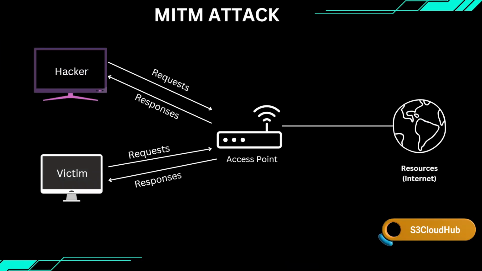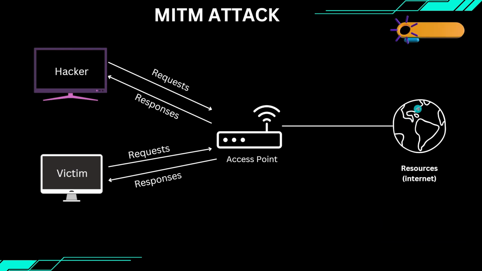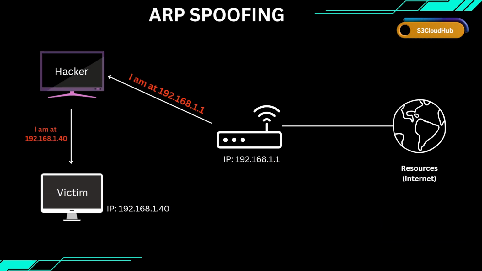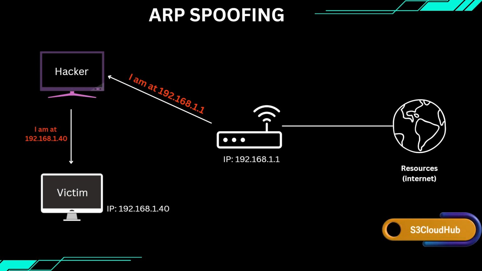So, how does a hacker exploit this? ARP is a simple protocol with a major flaw. It does not verify if the response it receives is from the correct device. A hacker can take advantage of this by sending fake ARP responses to trick both the router and the target device. The hacker sends an ARP response to the router pretending to be the victim's device and another ARP response to the victim pretending to be the router.